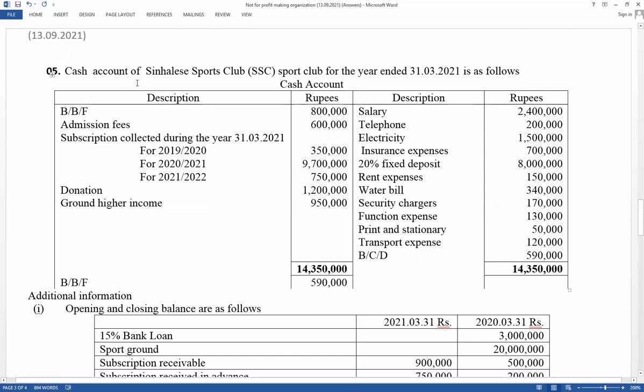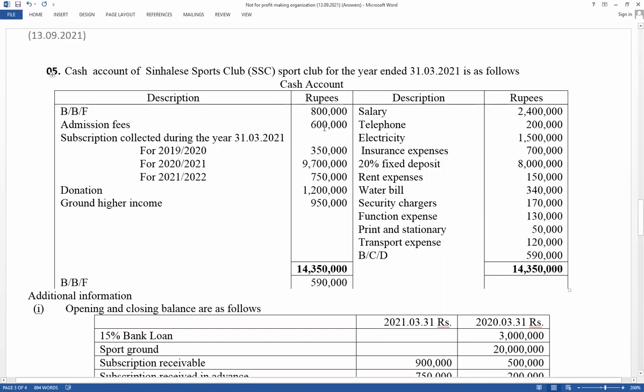Cash account has been given for Sinhalese Sport Club for the year ended 31st March 21. You know how to prepare cash accounts. The debit side has all the cash received amounts and the credit side has all the cash payments. On the debit side, the opening balance is given, admission fees are available, and cash opening balance. Opening assets and liabilities should be included in accumulated fund calculation.